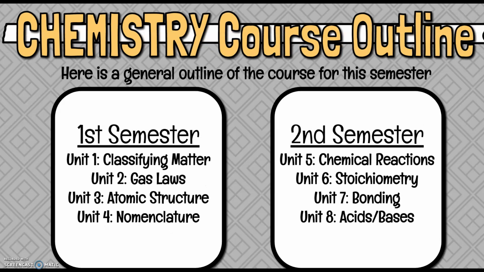The chemistry course outline is shown here. During the first semester, we'll be working on classifying matter, gas laws, atomic structure, and nomenclature. And during the second semester, chemical reactions, stoichiometry, bonding, and acids and bases. There is no Keystone assessment for chemistry.